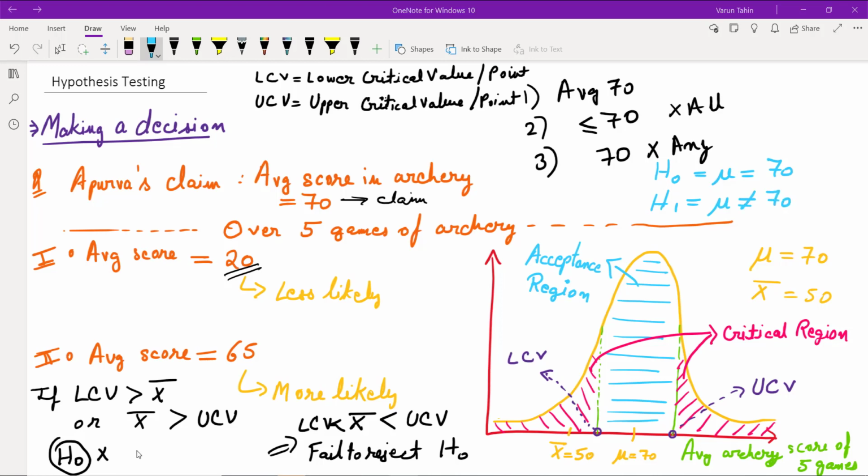And since the sample mean is 50, that is, it is lying below LCV, this condition holds true. That is, LCV is greater than the sample mean and therefore we reject the null hypothesis in this case. That is, we can clearly say that Apurva is lying.